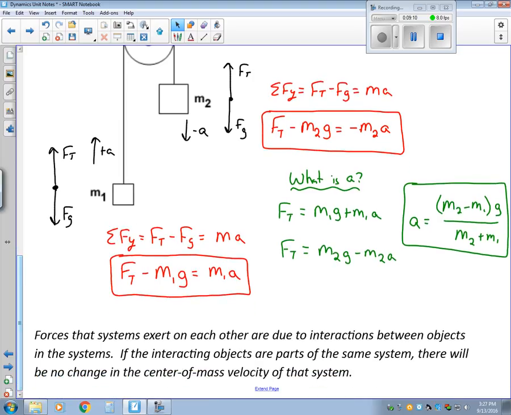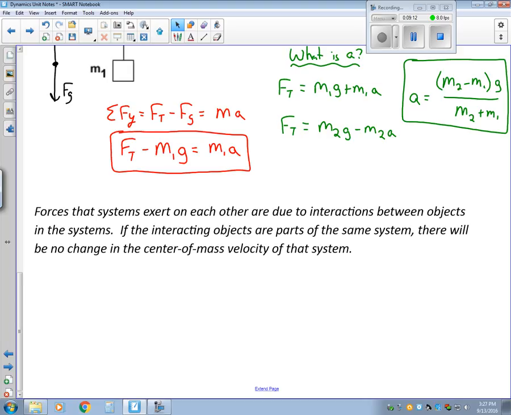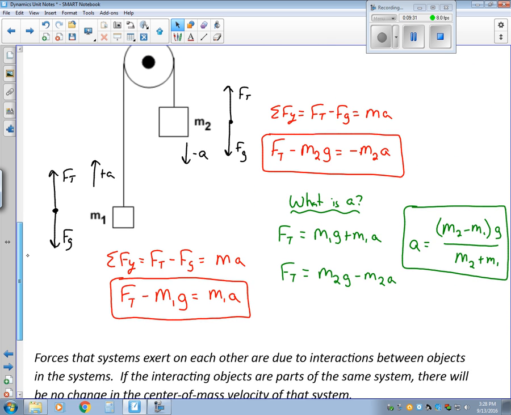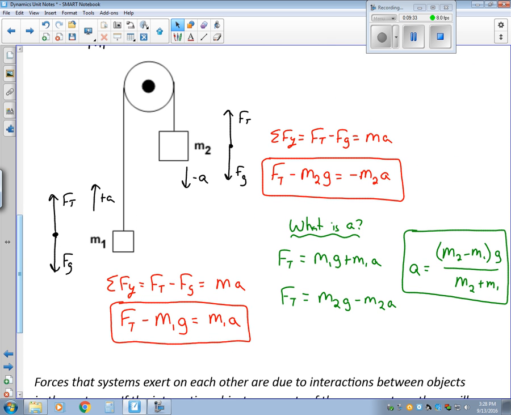So, forces that systems exert on each other are due to the interaction between the objects inside the system. If the interacting objects are parts of the same system, there will be no change in the center of mass velocity of that system. What that means is, if this Atwood's machine, this pulley system, were in a spaceship traveling through space, the fact that it's operating would not affect the motion of the spaceship. That's basically what that's meaning right there.